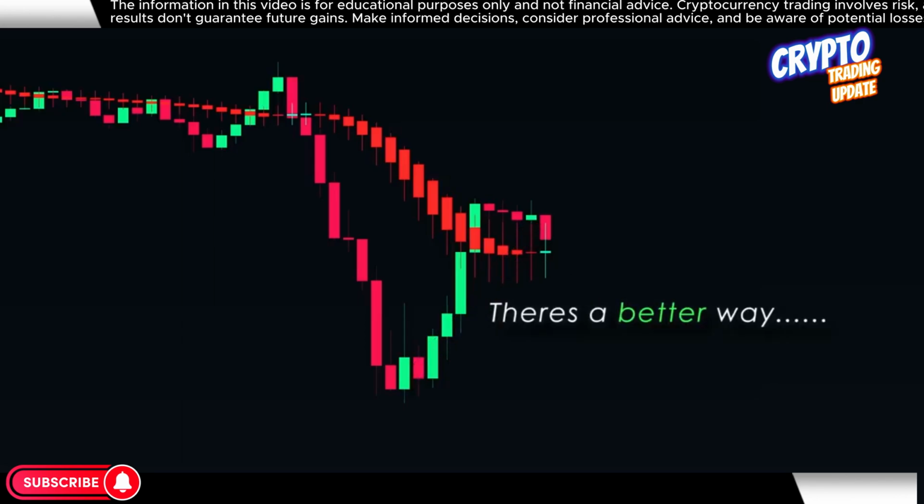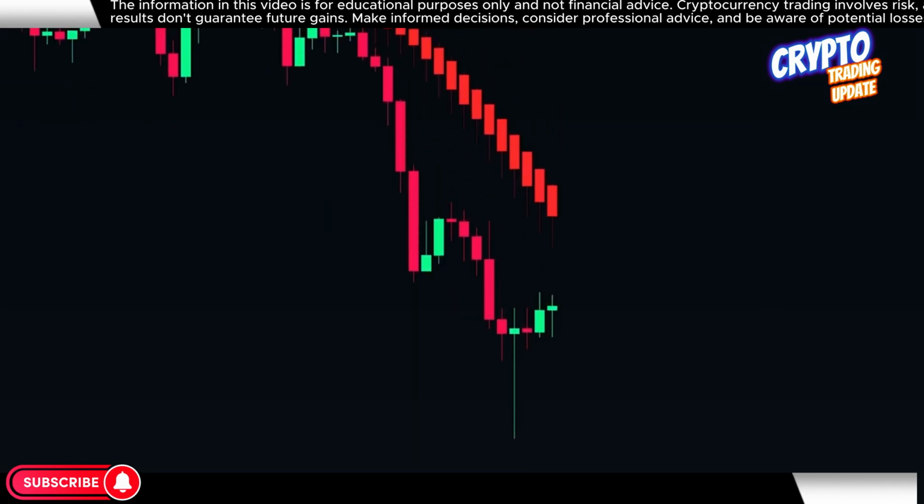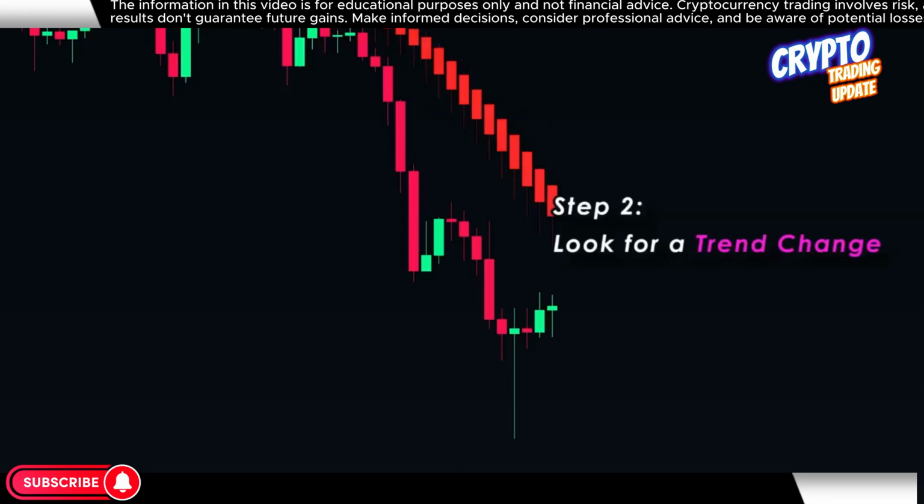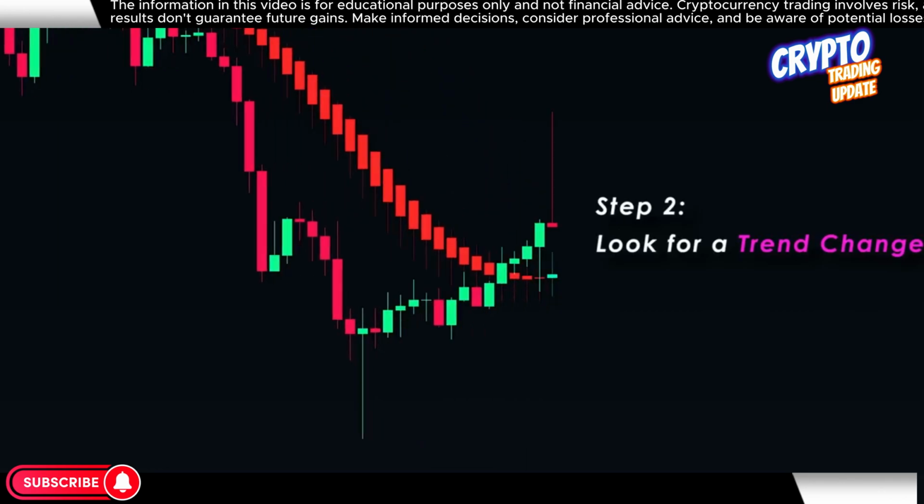Now, I'm going to reveal a better way of using the Smooth Heikin Ashi indicator. The first step is you want to find a strong existing trend, like in this example. Here, you can see that the price is going down while the indicator is displaying large red candles, indicating that the price is on a strong downtrend. Once you've identified the trend, the next step is to look for a trend change. And we can do that by waiting for the Heikin Ashi candles to show signs of a trend reversal. And as you can see here, the candles gradually become smaller and smaller before finally switching to a green color. So now we have our trend change.